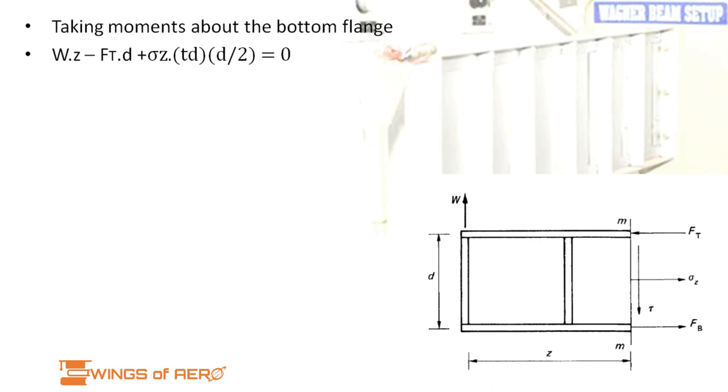Sigma Z is a shear stress, so we need to convert it into force. Sigma Z into TD becomes the force, and it is acting at the center of the depth of the beam, so the force into D by 2 is the perpendicular distance when we are taking the moment about the bottom flange, and this is equal to 0. Now by simplifying this equation, we get this.